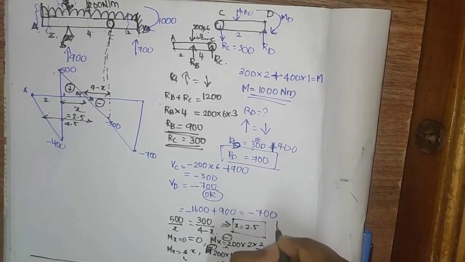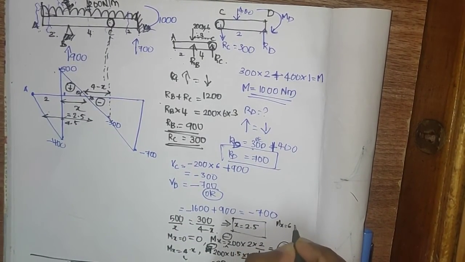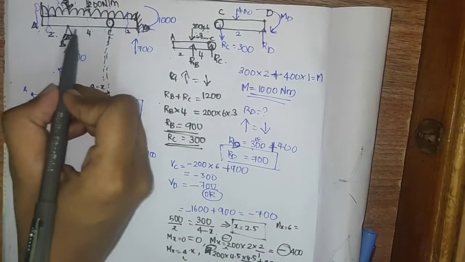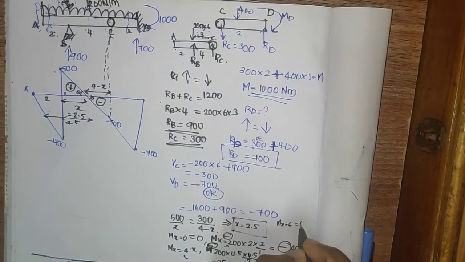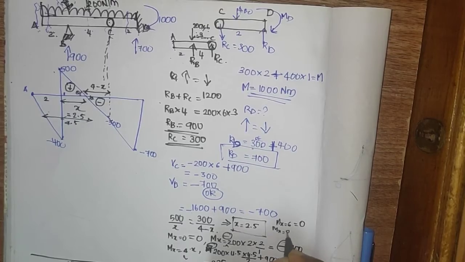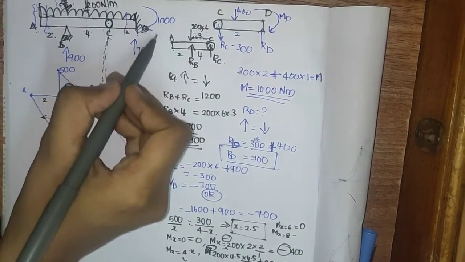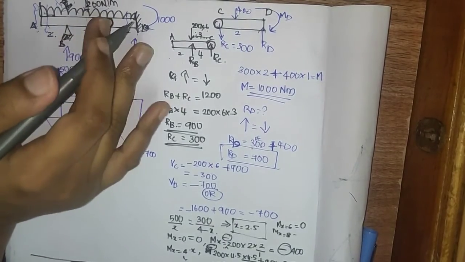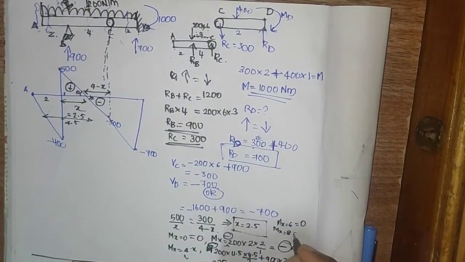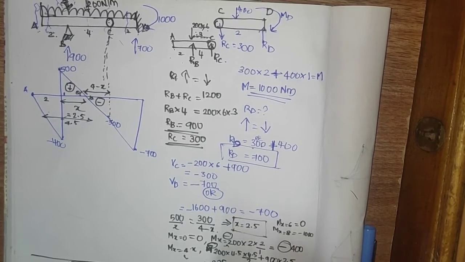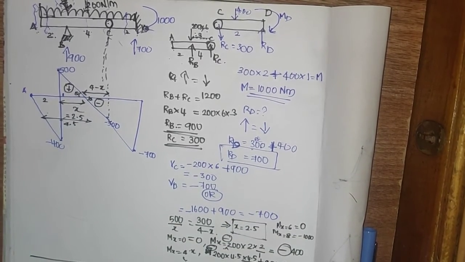Next, M at x equal to 6. X equal to 6, that is 2 plus 4. At the hinge, there is no moment, so 0. Next, M at x equal to 8, there is only this moment happening, that is 1000. So hogging will be happening. At this hogging, it is minus 1000. Okay, next let's draw this bending moment diagram.